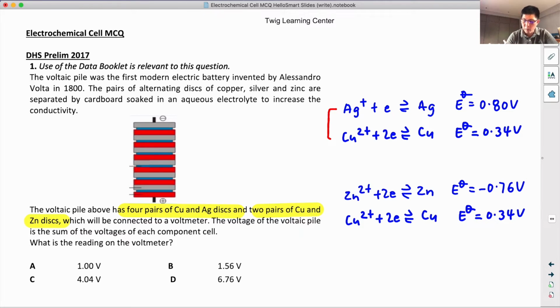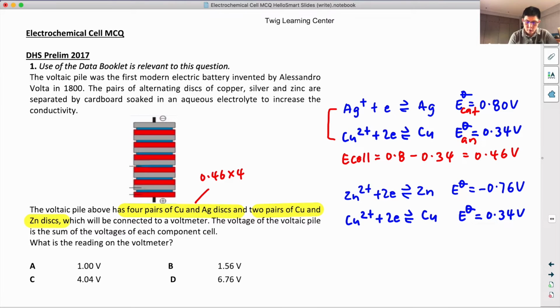The more positive one is the cathode, and the more negative one is the anode. Which means you can calculate the E cell, using E cathode minus E anode, which is 0.8 minus 0.34. That gives you a value of 0.46 volt. So that's only for one. Since there are 4 pairs in series, the voltage generated should be 0.46 times 4.